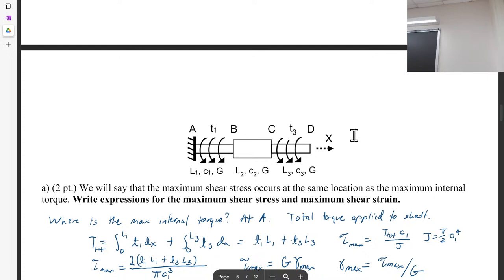But actually, that's a little bit misleading. It's going to be the same force in both of these members, because there was no external force being applied. So you're going to have the same force in both of them. I guess that makes sense.